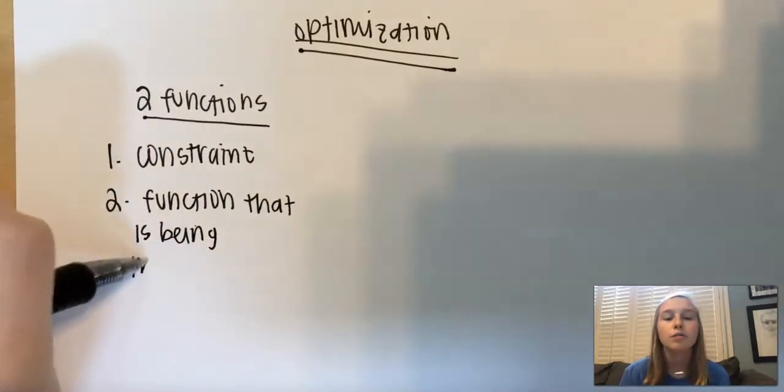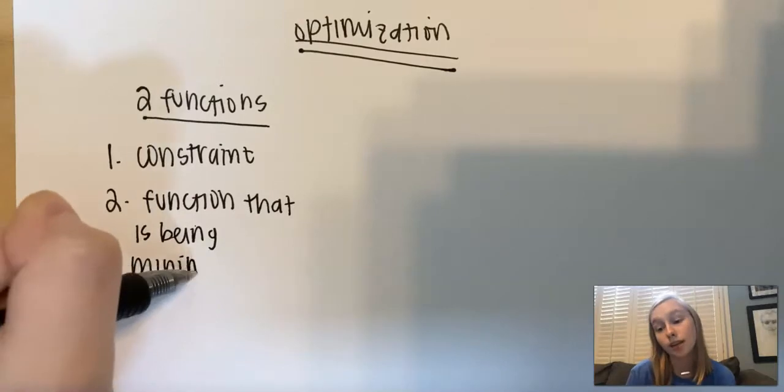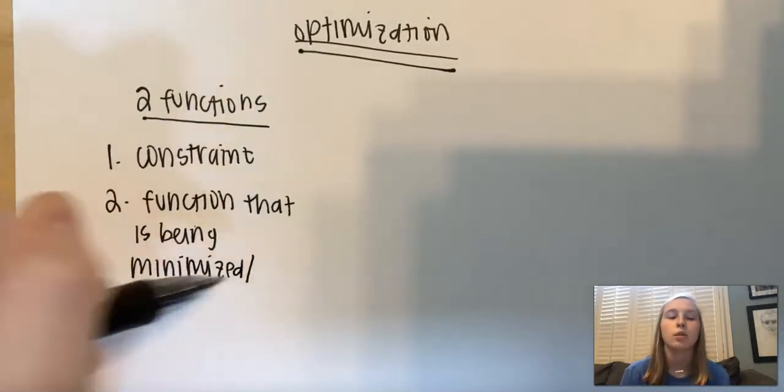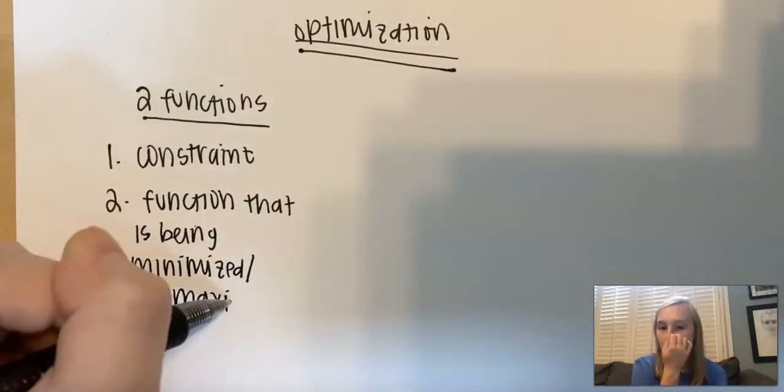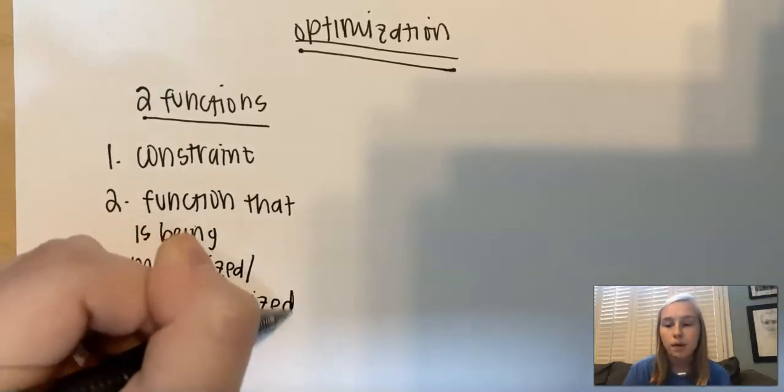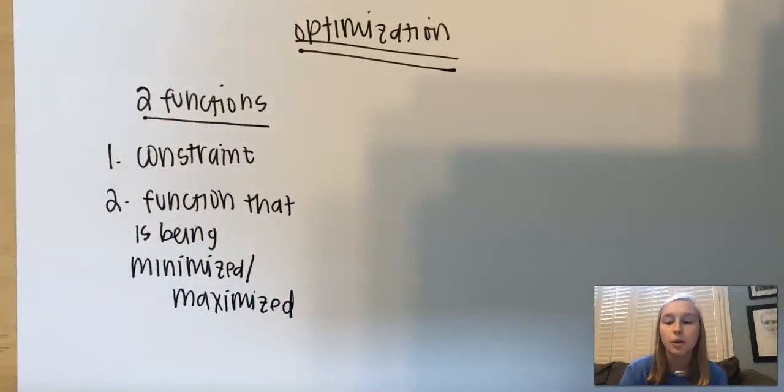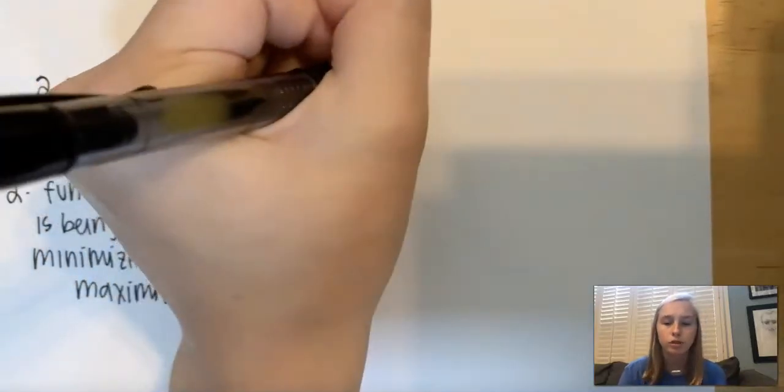So the constraint is really just a way for us to solve the second equation, and the second equation is the equation that we will be answering questions about and actually solving and finding the absolute min or max. So it's the more important one for sure.